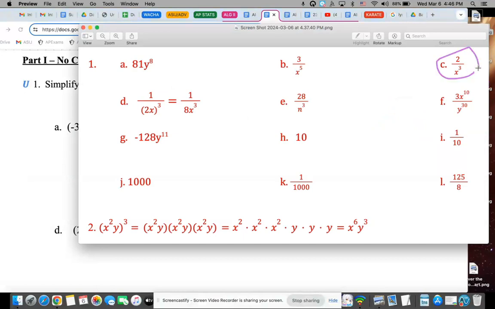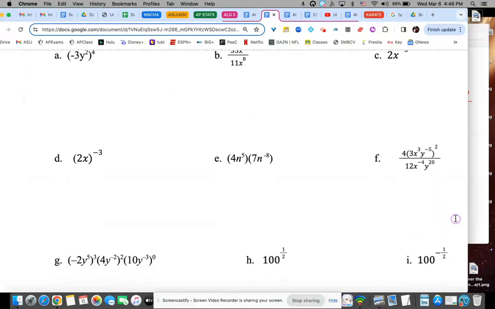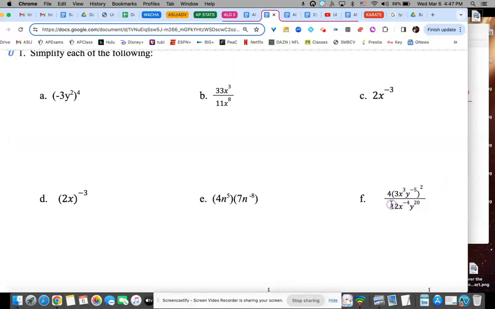We did this one where everything went to the bottom because it's a negative exponent, right? So you see everything went to the bottom. Okay, and then we just did E as well. Let's take a look at F maybe, and then there's a few more we'll briefly hit on. So the 4 is outside the parentheses, it stays. The 3 is inside the parentheses, so it gets squared to 9.